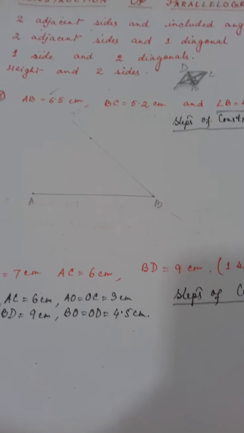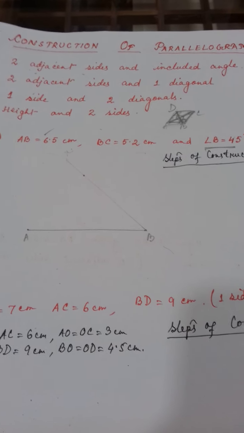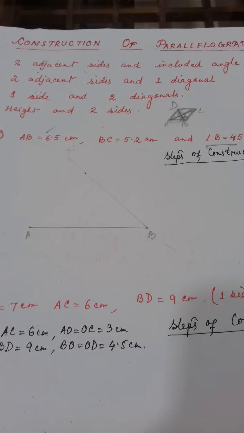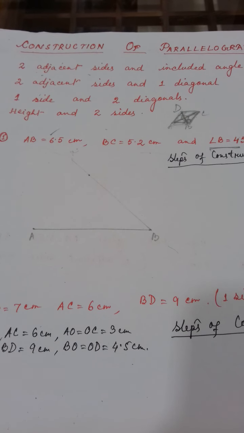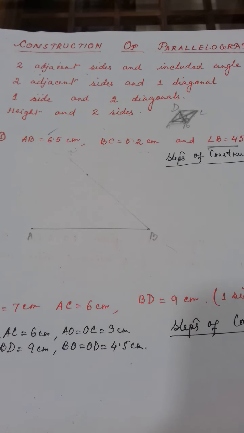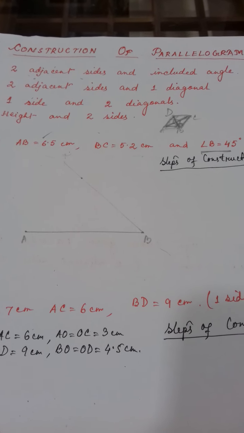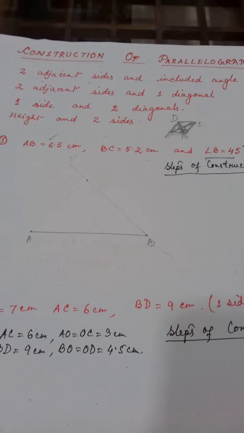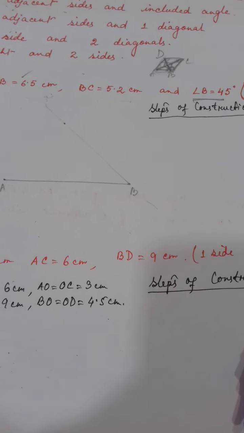Okay students, today I am going to start with another type of construction, that is parallelogram. Clear? To construct a parallelogram, four elements are used: two adjacent sides and the included angle; two adjacent sides and one diagonal; one side and two diagonals; height and two sides. So let's start with the first element, two adjacent sides and included angle.